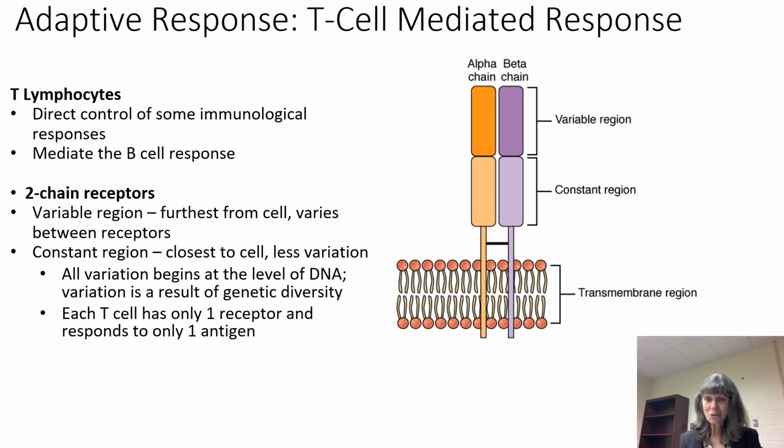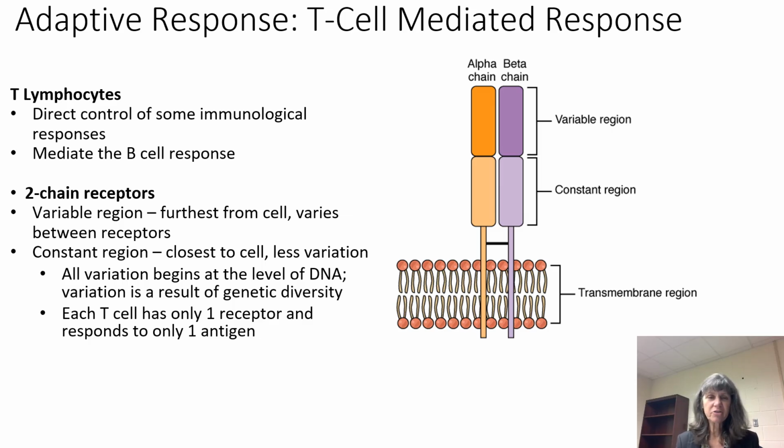Now, remember, receptors are important, and on our T cells, we have receptors that have two chains. There's an alpha chain and a beta chain, and there's a variable region of those chains that is farthest from the cell, and it varies from receptor to receptor. But then there's a constant region that's closer to the cell. And remember, this is a cell receptor that's embedded in the membrane of the T cell. And so the constant region has less variation.